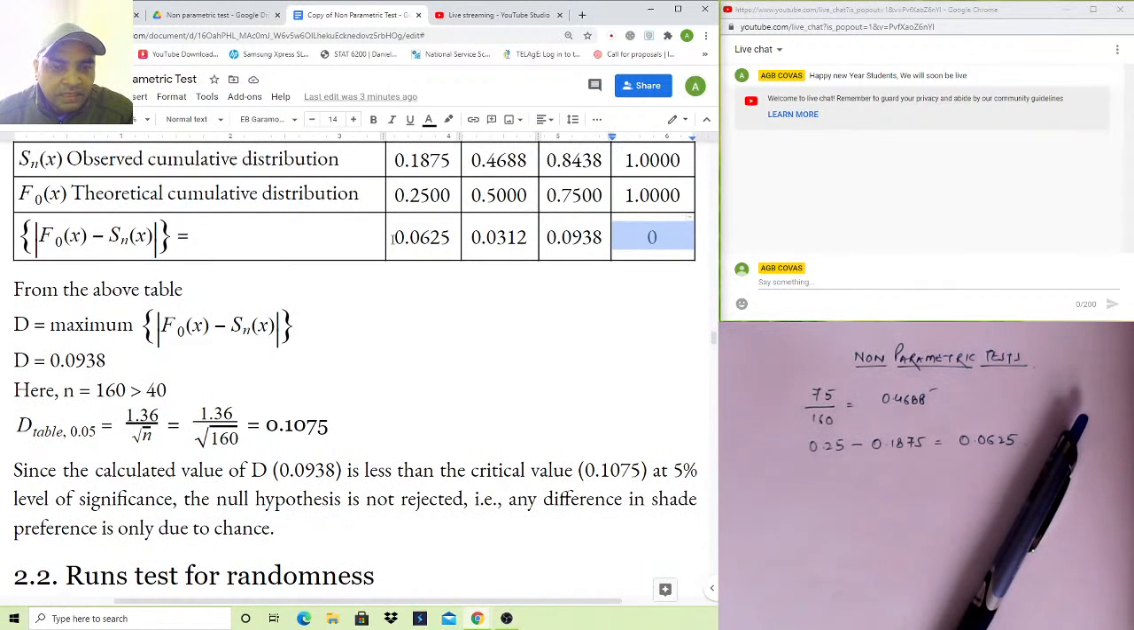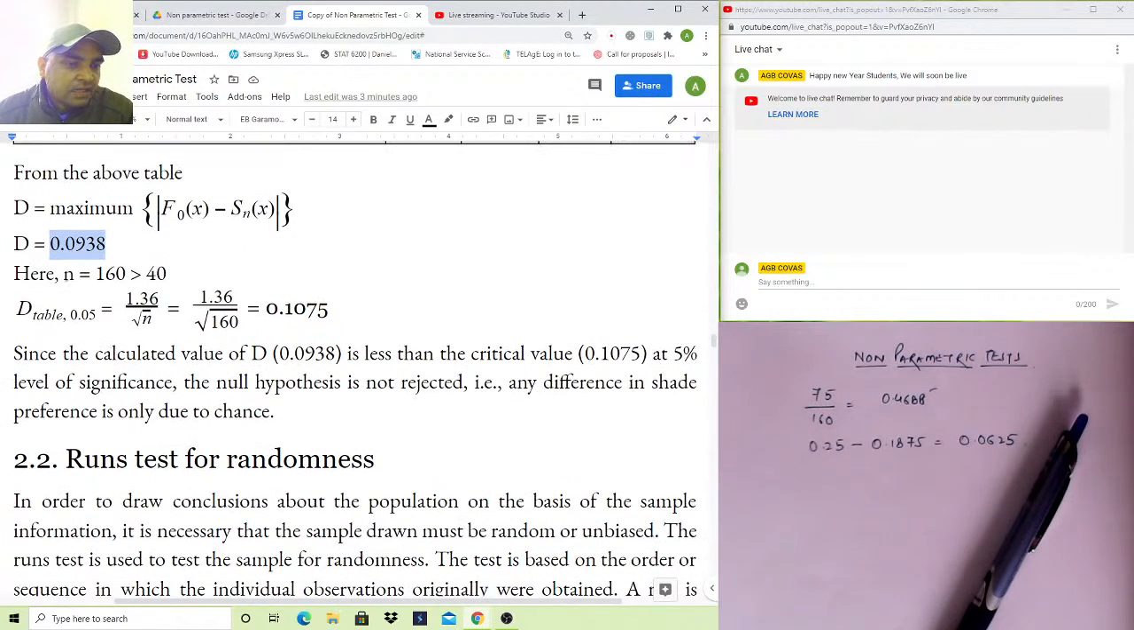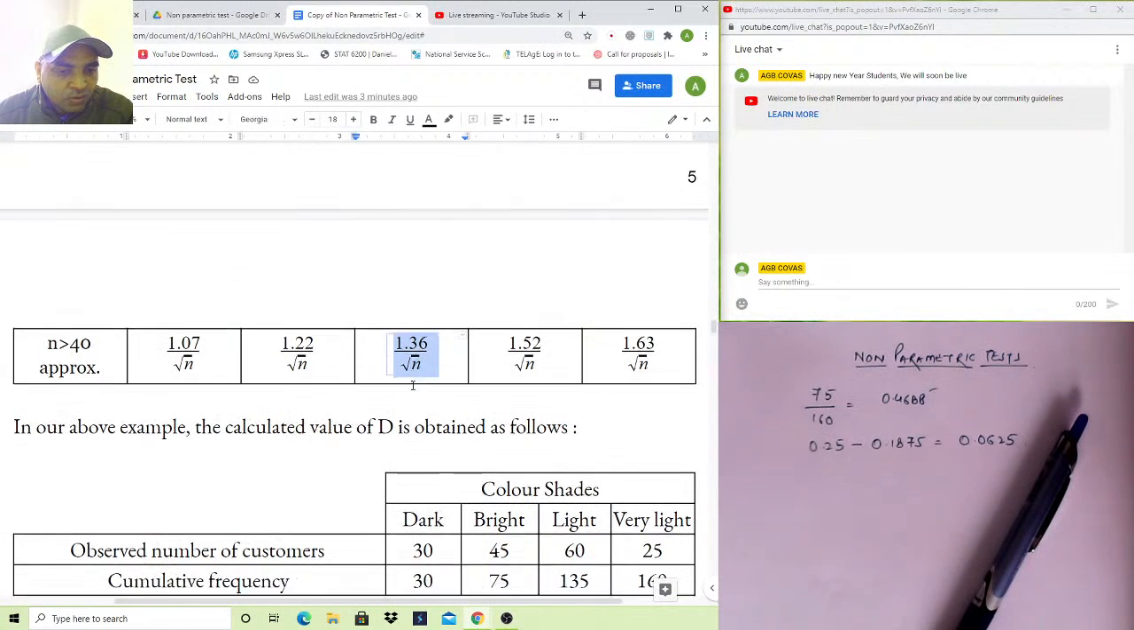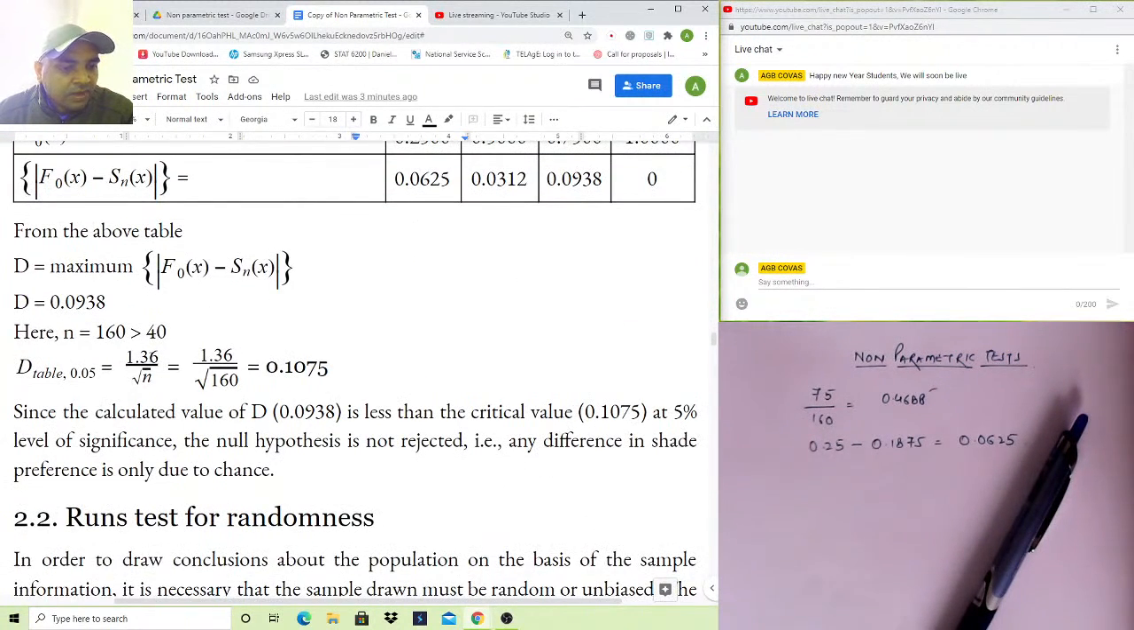Now, out of these four values, we have to look for the maximum value. And what is that maximum value? The maximum value of this F naught X minus SnX is 0.0938. So your D maximum is equal to 0.0938. Here n is greater than 40, so from the table we have to apply 1.36 upon root n. So it will become 1.36 upon root n, the table value at 5% level of significance.